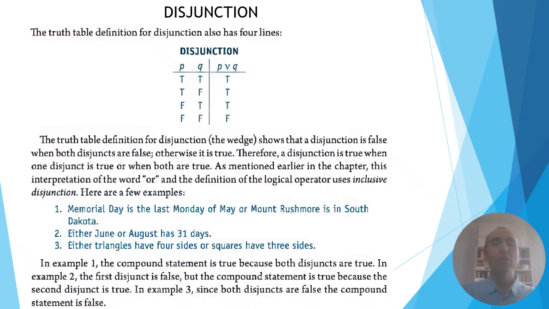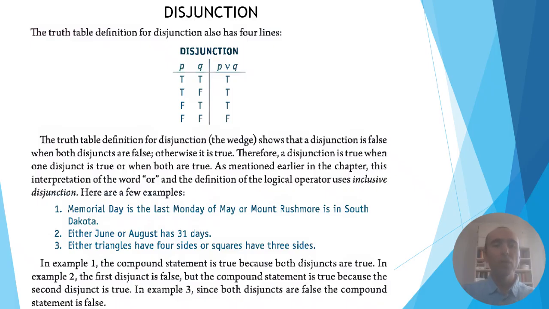2. Either June or August has 31 days. 3. Either triangles have 4 sides or squares have 3 sides. In example 1, the compound statement is true because both disjuncts are true. That will be the case of the first row of the truth table.